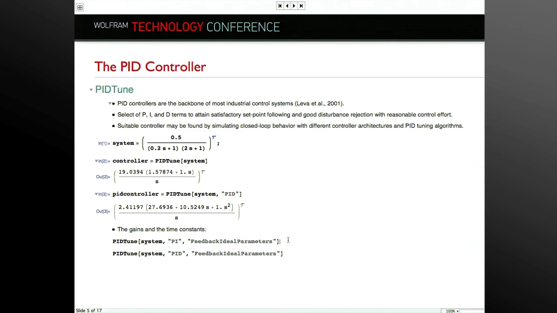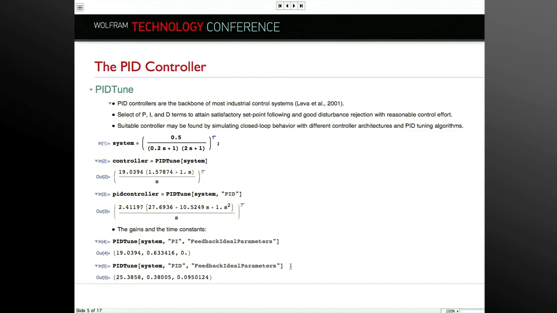And if we want to look at the P, I, and D gains, or the numbers, a particular form of these can be obtained by calling the PIDTune function with the property FeedbackIdealParameters. We can see that the first one is a PI controller because the derivative term is 0. And for the PID controller, all the three terms are non-zero.